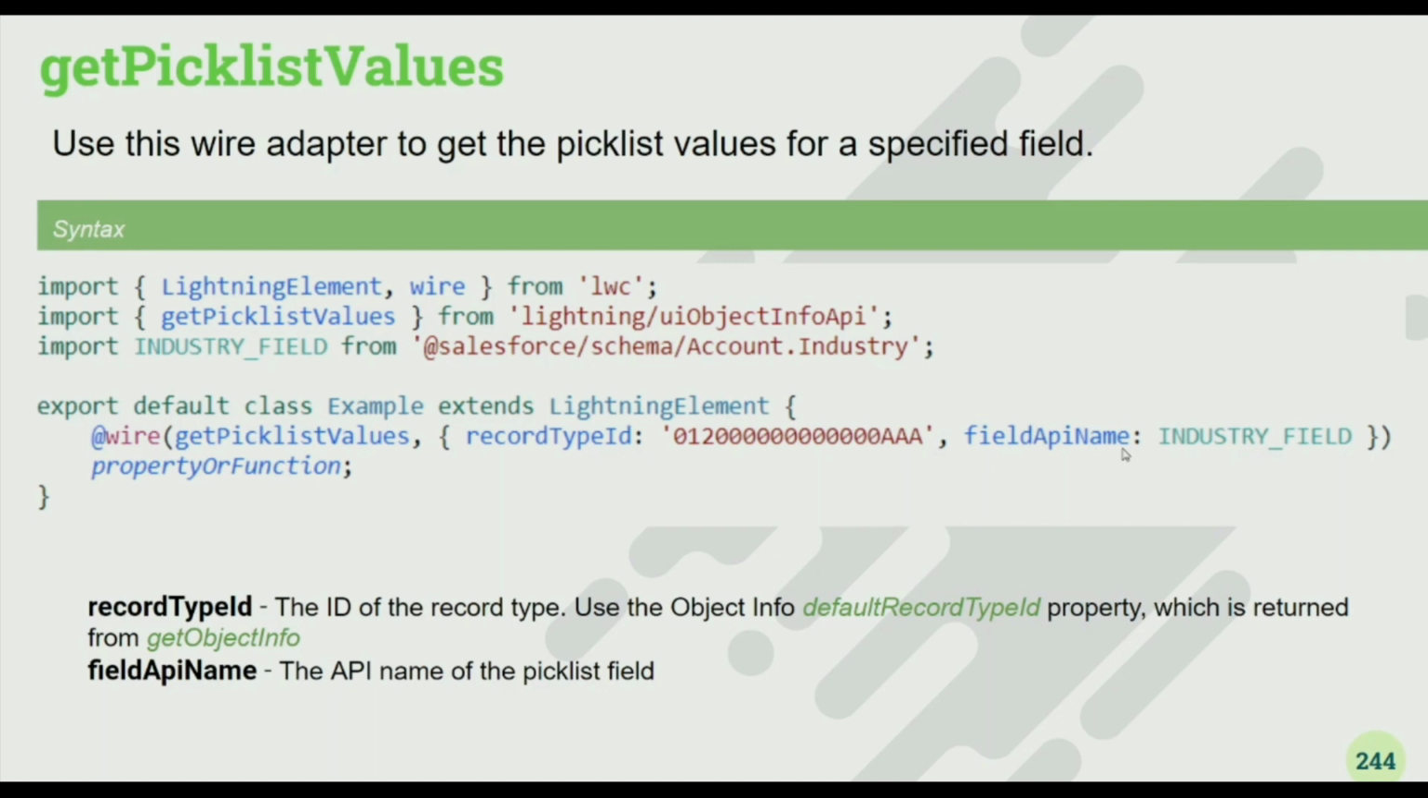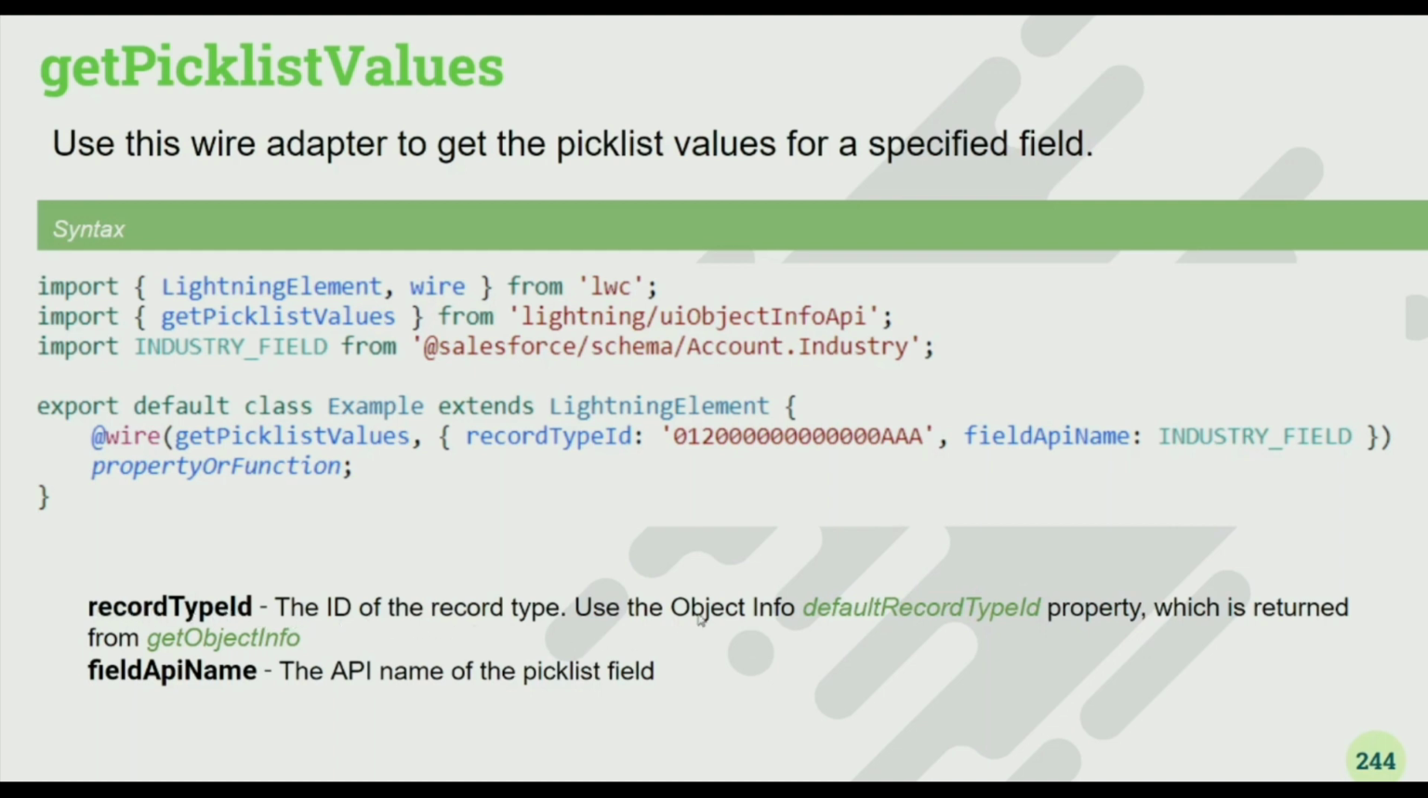Then we have to pass the field API name for which field you want the picklist values. So in the syntax we are showing, I want the picklist of the industry field, which I can get from Account object dot Industry. We'll pass that reference as our field API name, and we'll receive our picklist values.